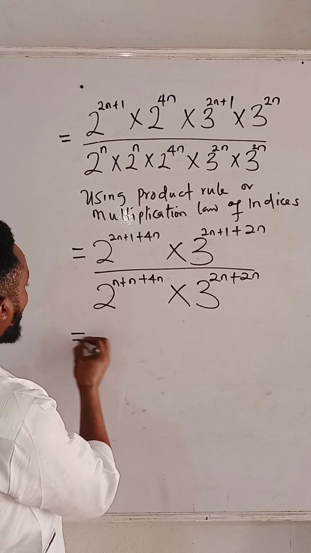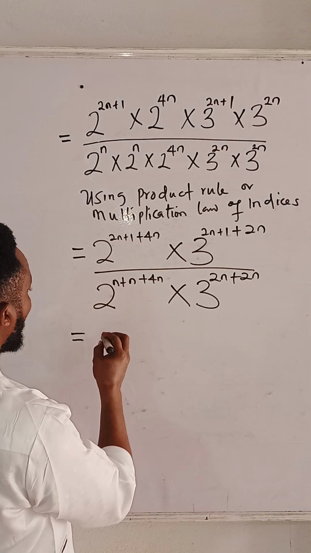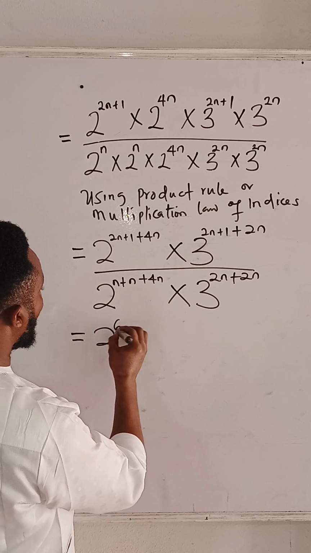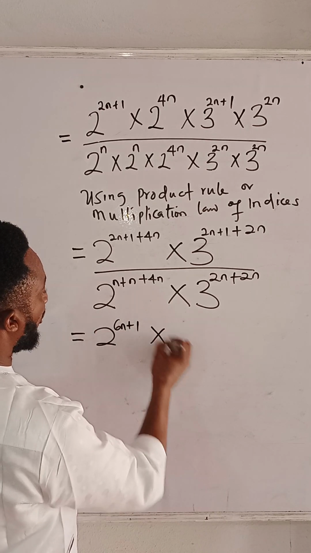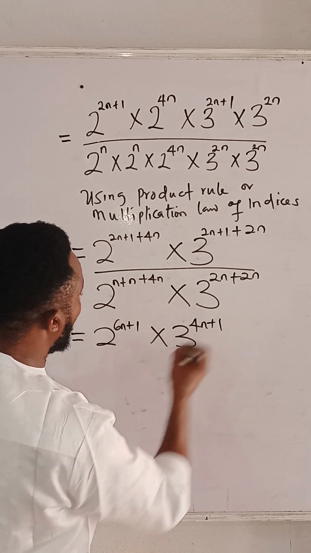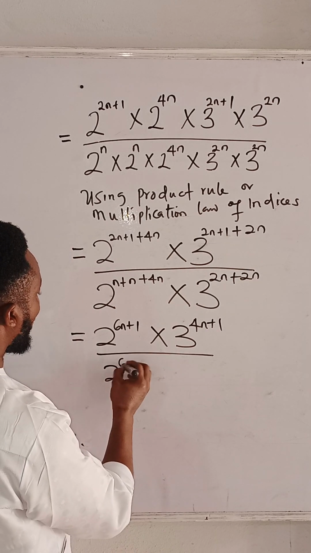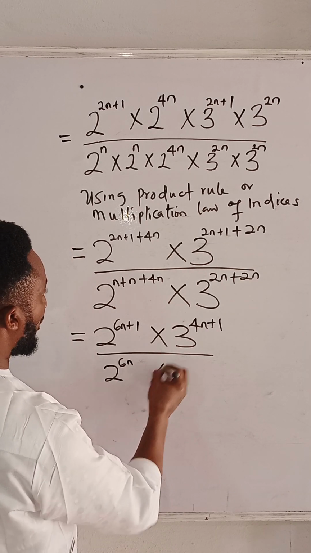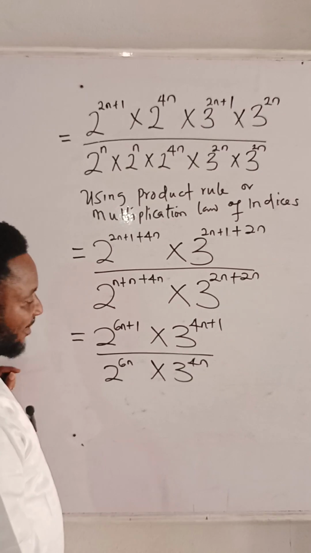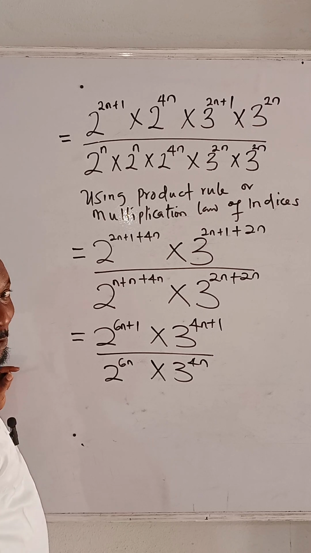Now, if we do simple addition here, 2n plus 4n is 6n. So we can rewrite this expression as 2 to the power of 6n plus 1 multiplied by 3 to the power of 4n plus 1, all divided by 2 to the power of 6n multiplied by 3 to the power of 4n. This question is fantabulous.